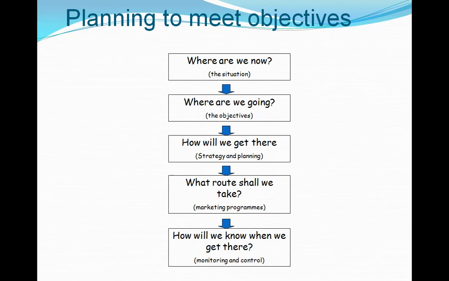So you have to look at where are we now, where are we going. So you look at your objectives. How will we get there? So again, that comes down to your strategy. What route shall we take? So what are we going to do? How are we going to market ourselves? How do we get our product or service to the people? And how will we know when we get there? So again, this is your monitoring and control. You monitor your sales, you control where it is being sold. Is it in the shops? Is it online? Maybe you look at your regional sales as well.